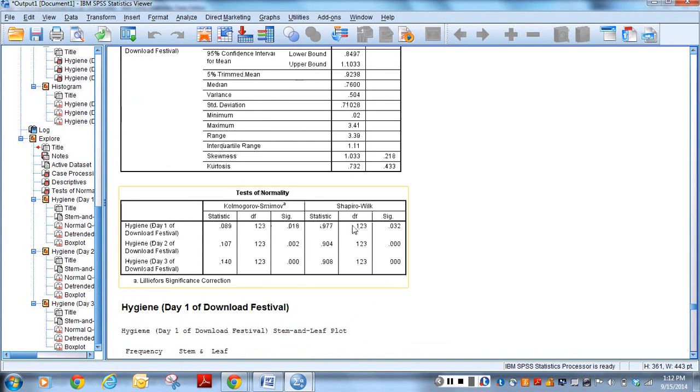And this is my test of normality here. Test of normality, this is our KS test. This gives us our KS statistic right here. This is the DF, the degrees of freedom, which would be your sample size. And then we have our significance values for each of these days.